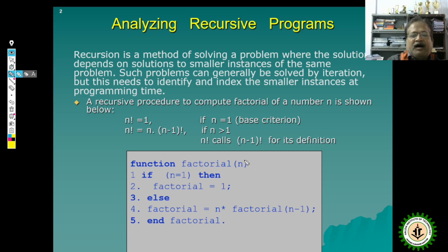Suppose I have passed 5 here. If n is equal to 1, then it will return 1. Else factorial is equal to n into factorial of n minus 1. Now what happens here? It will be 5, and in the memory this factorial will be a mother function and it will call this factorial with the value 4.